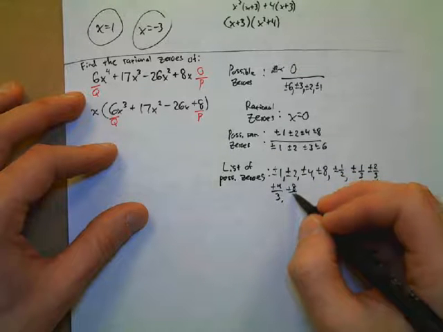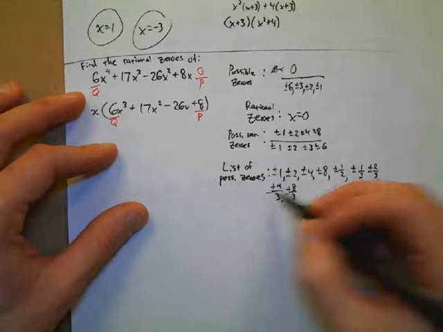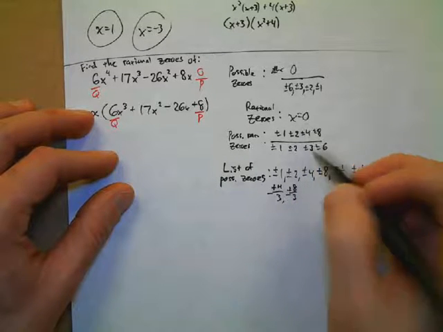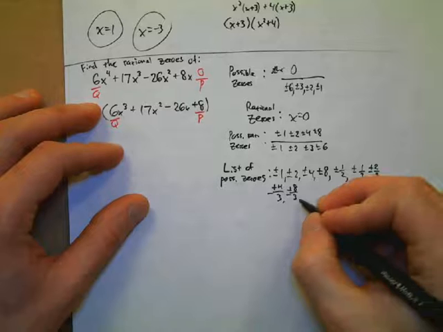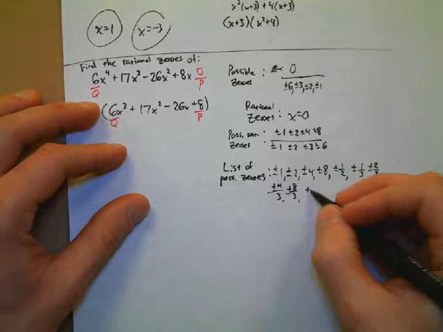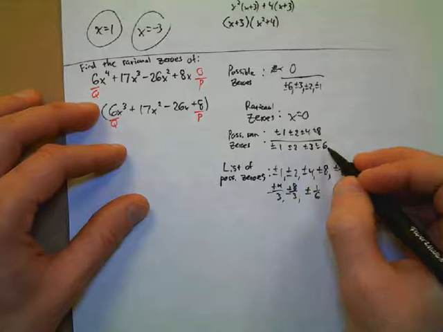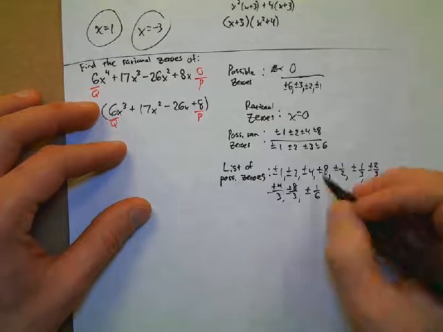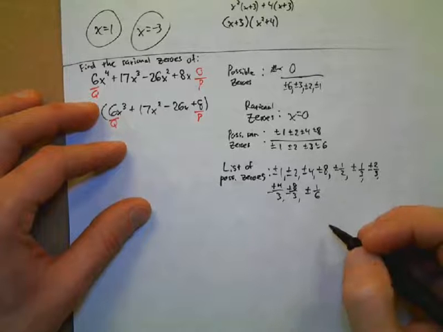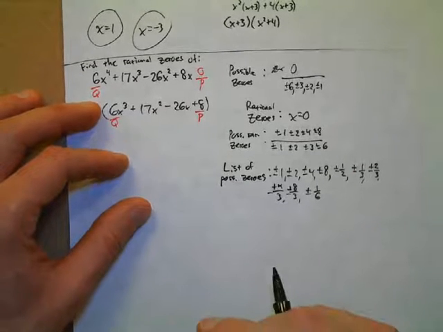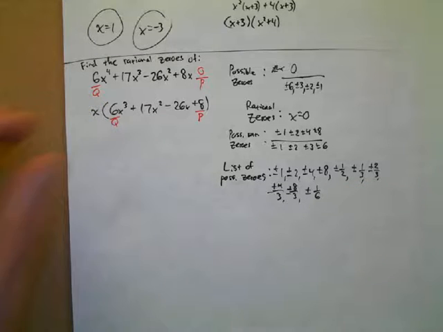Okay, so wow, look at that list. 1, 2, 3, 4, 5, 6, 7, 8, 9, 10, but of course times 2, 20. So there's only 20 possible things that you could guess there, right? Just 20 things. All right. So let's guess 1/2, and we'll put in the 6, 17, negative 26, and 8 there.